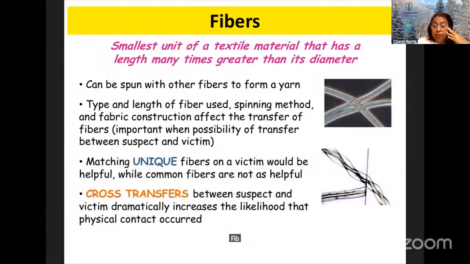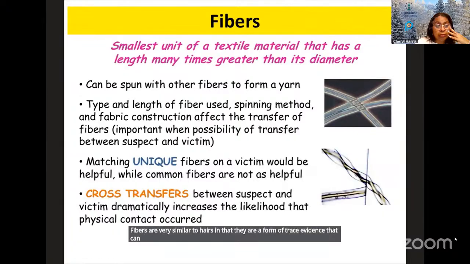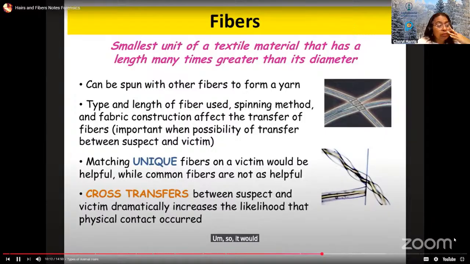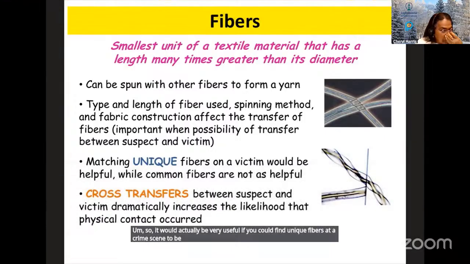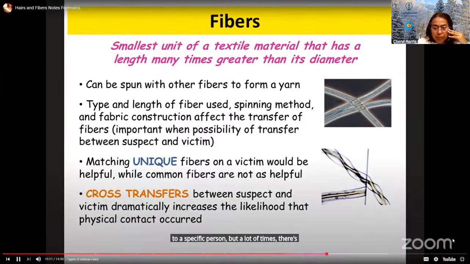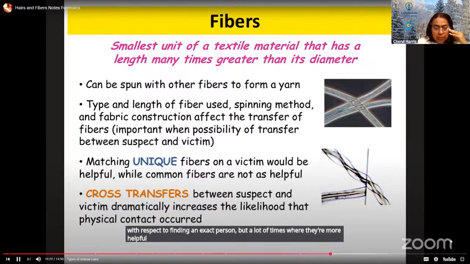Fibers are very similar to hairs in that they are a form of trace evidence that can be found a lot of times at crime scenes. So it would actually be very useful if you could find unique fibers at a crime scene to be able to match them to a specific person. But a lot of times there's just common fibers found, so they're not too helpful with respect to finding an exact person. But a lot of times where they're more helpful is with cross transfers.